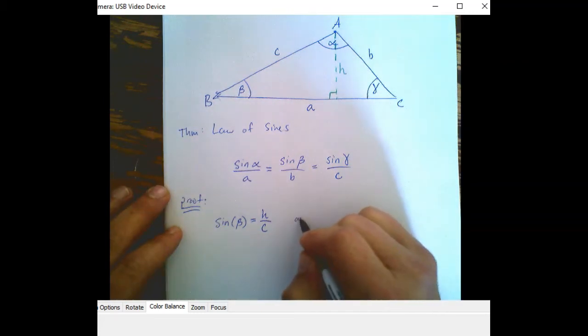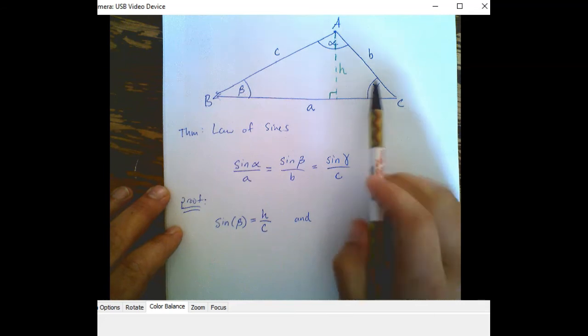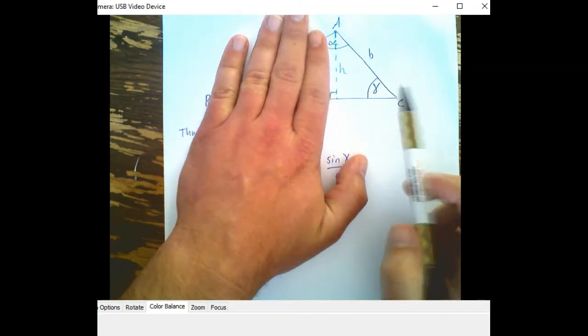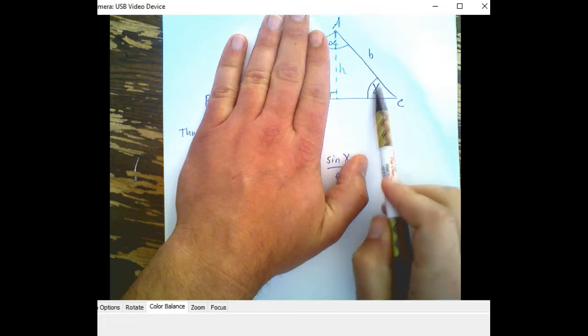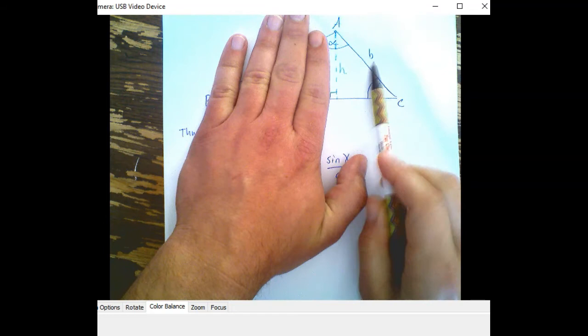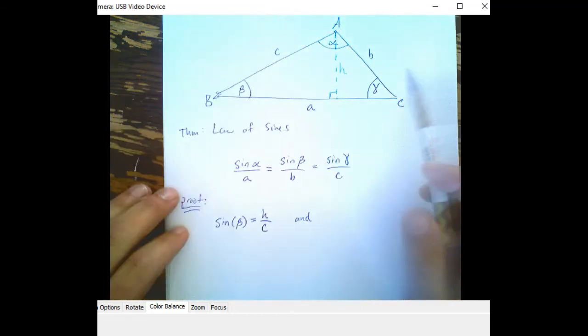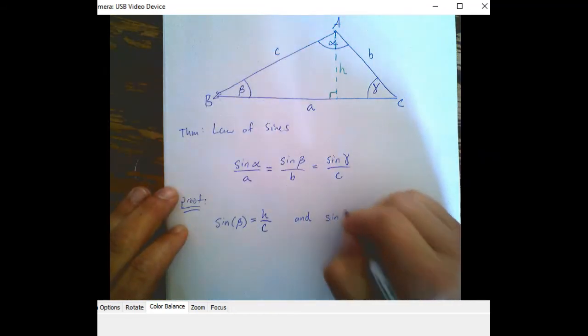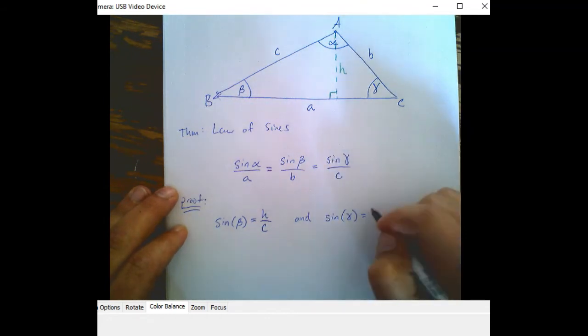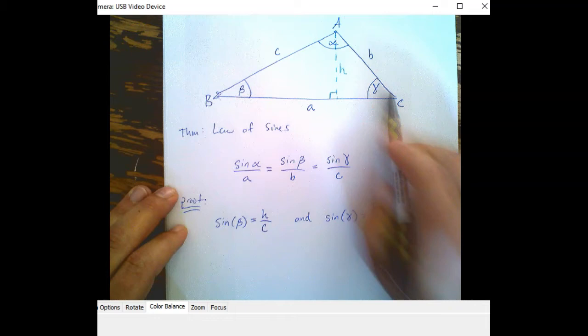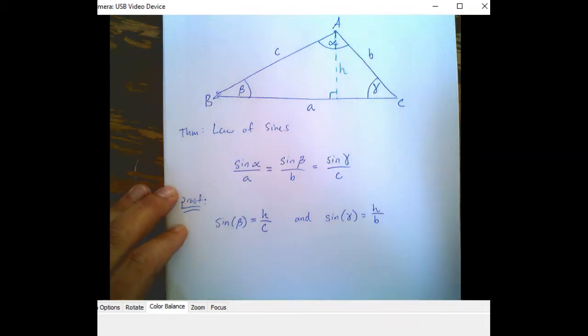And if we focus our attention on the smaller right triangle, we know that the sine of gamma, this angle, is equal to opposite over hypotenuse here. So the sine of gamma is equal to the opposite, h, over the hypotenuse, which would be b here.